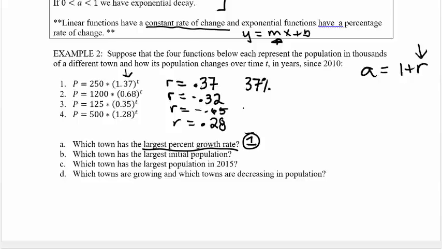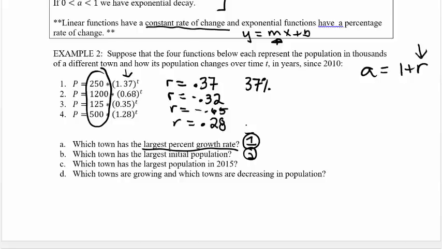Part B, which town has the largest initial population? Remember, when we set up a population model, the initial population is the number that is in front of our A factor. So those are the numbers we're comparing. So we have 250, 1200, 125, and 500. So clearly here 1200 is the biggest number of those four. So that is going to be the largest initial population. So town 2 starts off with the most amount of people.